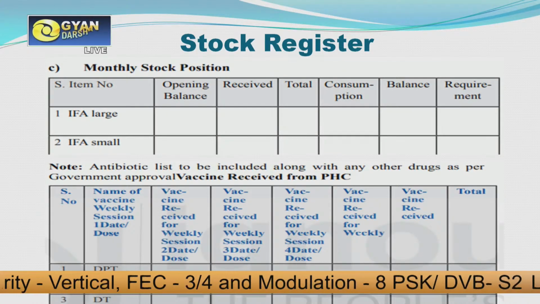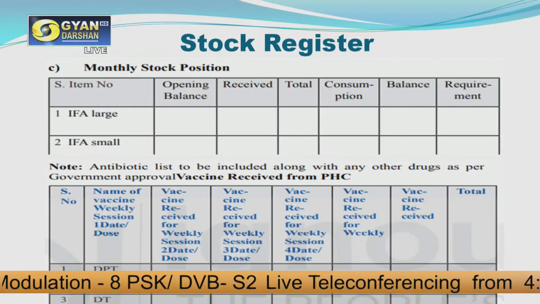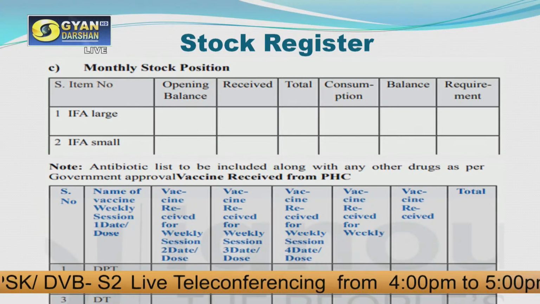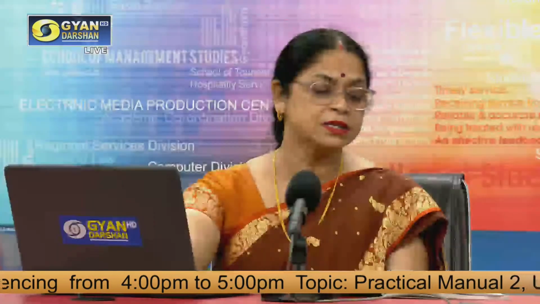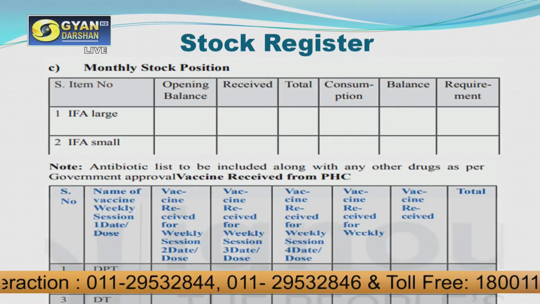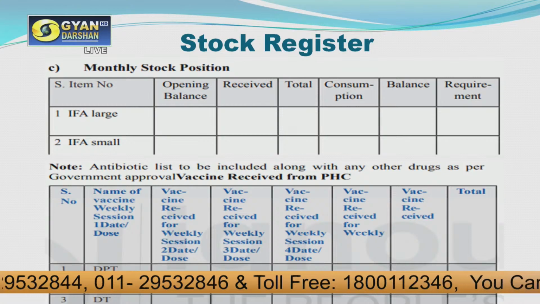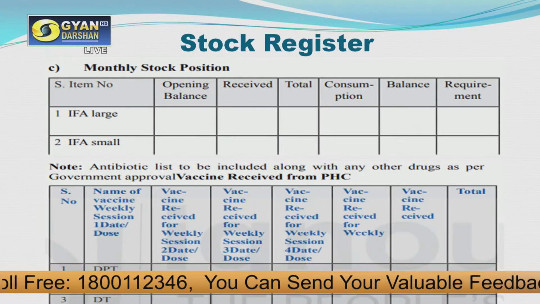Then vaccines received from the PHC. What all vaccines you received from the PHC, you can mention: DPT, OPV, DT, TT or BCG, measles and pentavalent. So these are the vaccines you usually receive. You will see the vaccines received for the weekly session, because every week there is an immunization session, or if you have two sessions per week, then again you have to mention that.